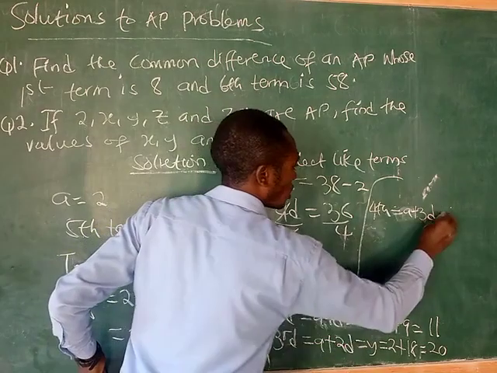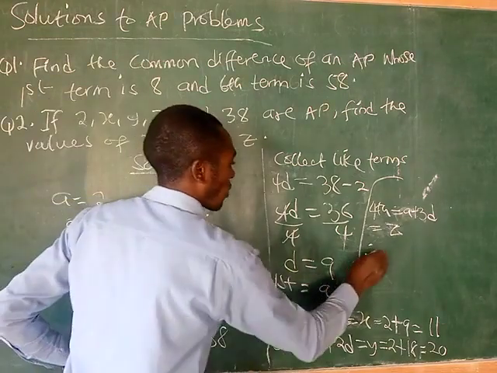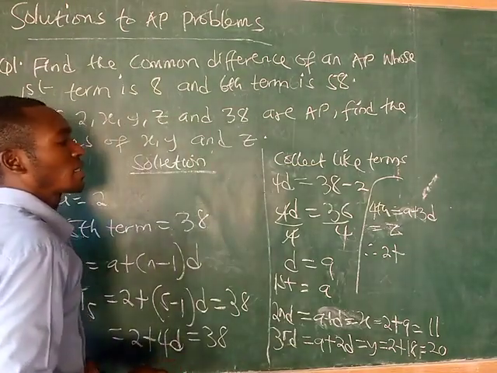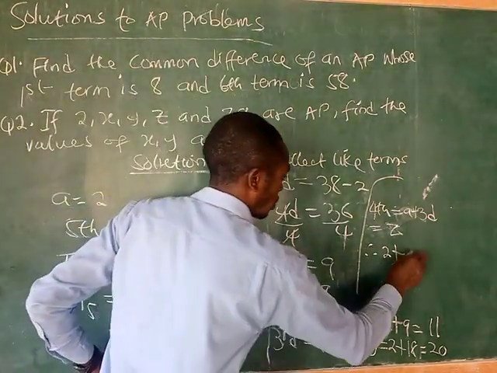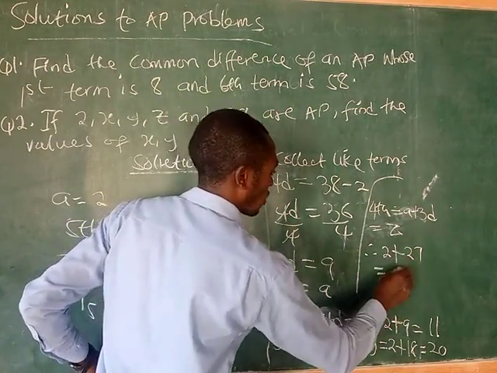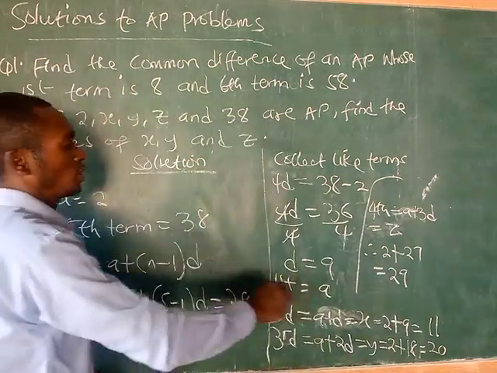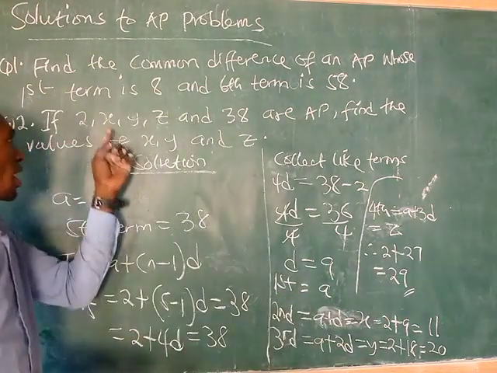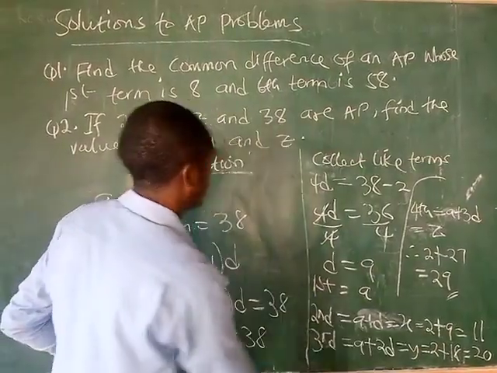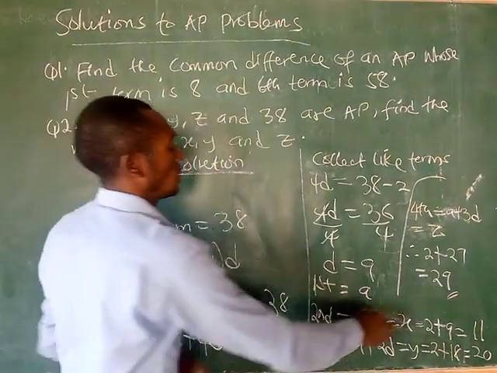So, which is the same thing as our z. Therefore, we have A is 2 plus 3 times D. That is 3 times 9. 3 times 9 is 27. So we have 27. Now, when you sum these numbers, 2 plus 27, it will give you 29. So, our z is 29. Now, that means our x is equal to 11. Our y is 20. Our z is equal to 29.